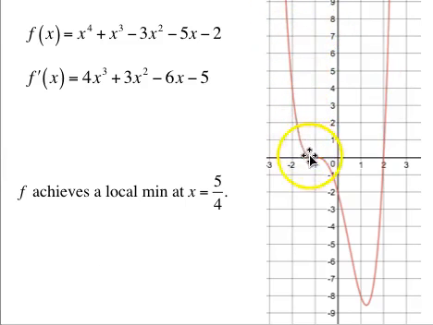It's decreasing, then it flattens out at -1, and it continues to decrease. So -1 has a horizontal tangent, but it is neither a local min nor a local max. But when I get to 5/4, 1 1/4, you'll notice it's decreasing before 5/4, increasing after 5/4. Therefore, we have a local min at x equals 5/4. And that will conclude this lesson.